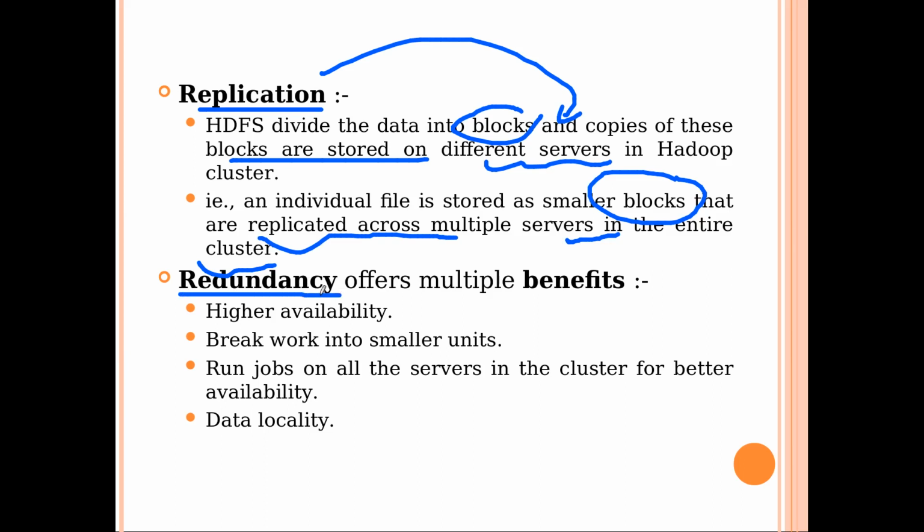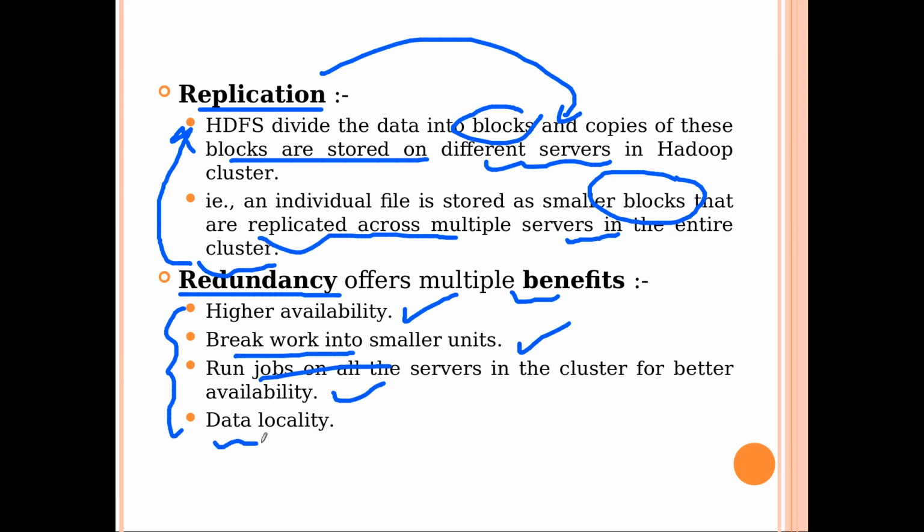Similarly, redundancy is also a feature which offers multiple benefits. Redundancy is another feature of HDFS where we have higher availability, that means the data will be available as multiple copies are available. The redundancy actually occurs due to the replication. Similarly, it will break the task into different number of units. Also, it will run the job on all the servers in the cluster for better availability. And it also has data locality, where if at any moment the data is present in a particular node, the task will also be assigned there.